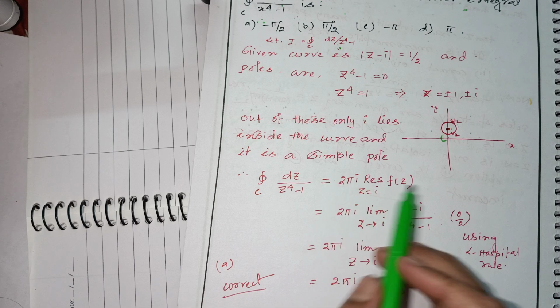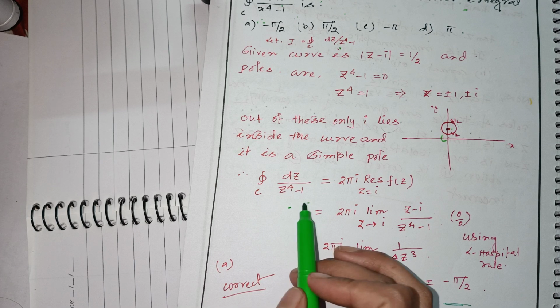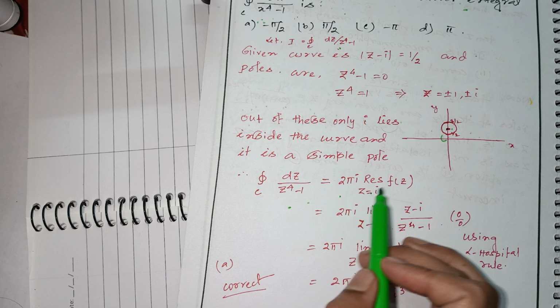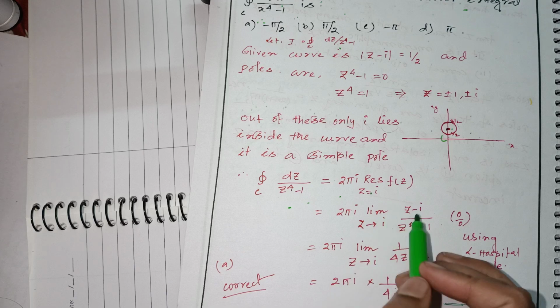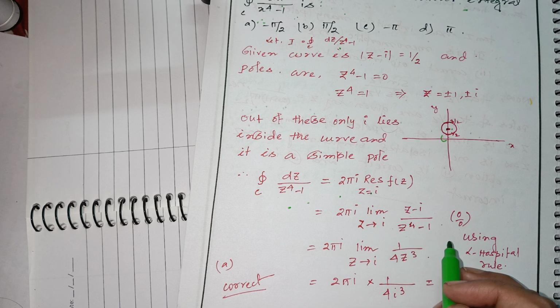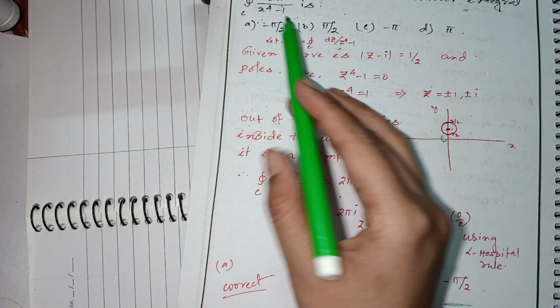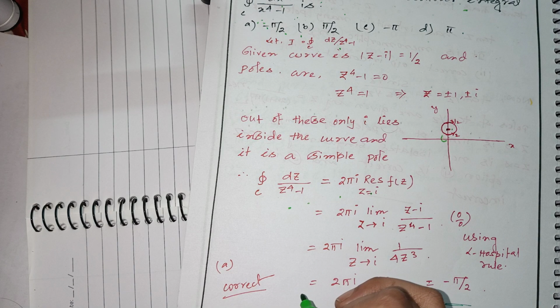So, by the residue theorem, the integral over C of dz by z to the power 4 minus 1 is equal to 2 pi i times the residue of f(z) at z tends to i. So, limit z tends to i of (z minus i) divided by z to the power 4 minus 1, a 0 by 0 form. Using L'Hopital, we get minus pi by 2. Option A is minus pi by 2. So, option A is correct. I hope it is clear.